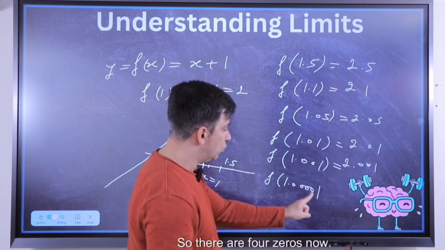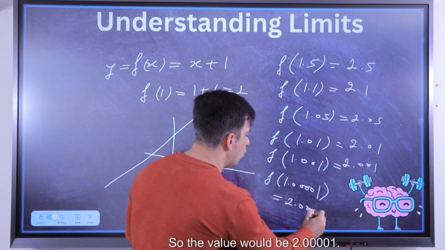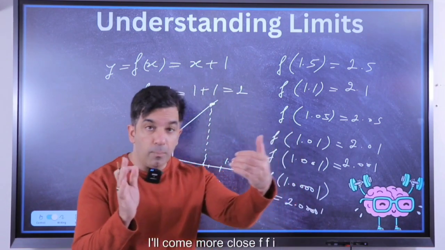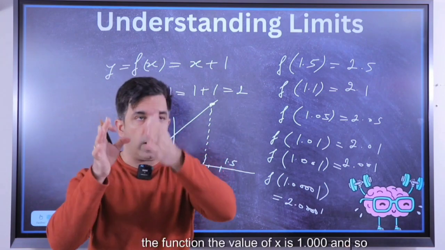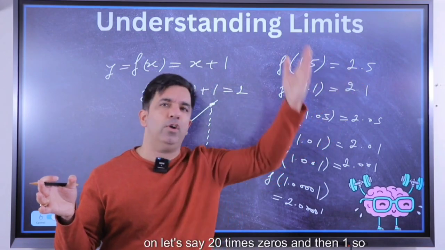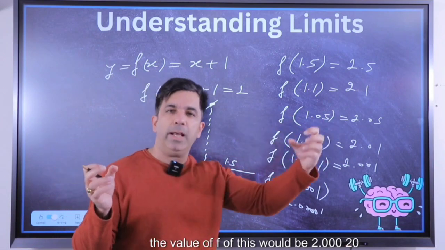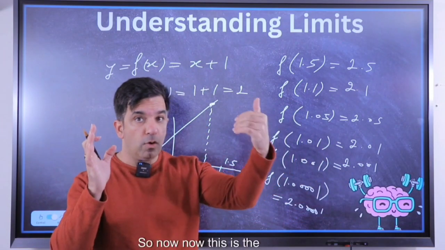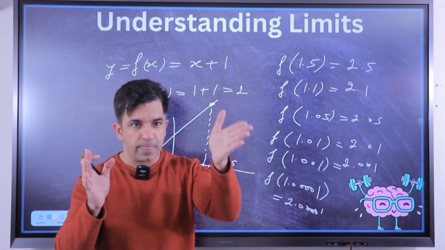So there are 4 zeros now. So the value would be 2.00001. I'll come more close. f is now the function, the value of x is 1.0000 and so on. Let's say 20 zeros and then 1. So the value of f of this would be 2.00020 zeros and then 1. So now this is the story which you have to actually focus upon.